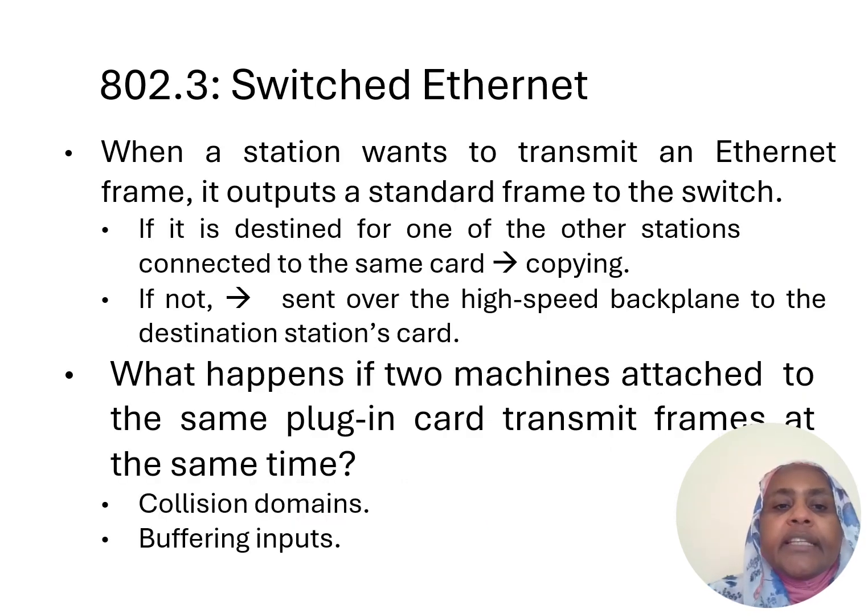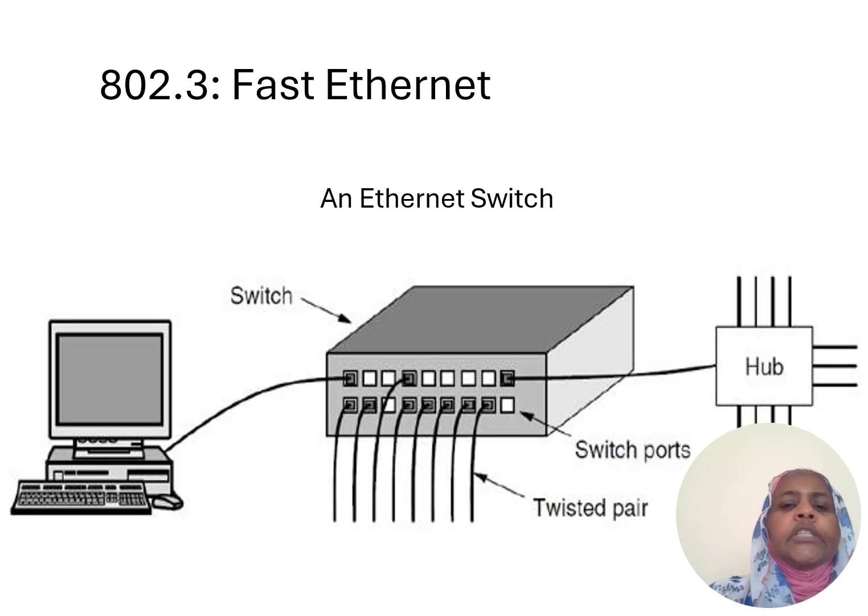When a station wants to transmit an Ethernet frame, it outputs a standard frame to the switch. If it's destined for a station at the same port, it will be copied. If not, it will be sent over the high-speed backplane to the destination station card through the other port. If two machines attached to the same plug-in card transmit frames at the same time, there will be a collision. But the switch has a buffering mechanism so that the frame will not be lost. A switch can be used to create point-to-point links from stations or to be used as a concentration point linking a hub.